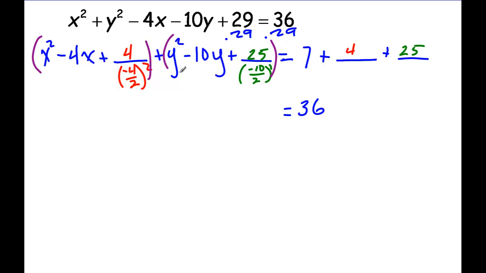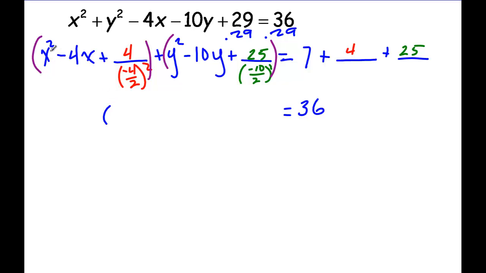Believe it or not, this guy and this guy are perfect square trinomials, which we factored earlier in the year. So x squared minus 4x plus 4 is a perfect square trinomial, and y squared minus 10y plus 25 is a perfect square trinomial. So we're going to factor each of these two trinomials to get to standard form.